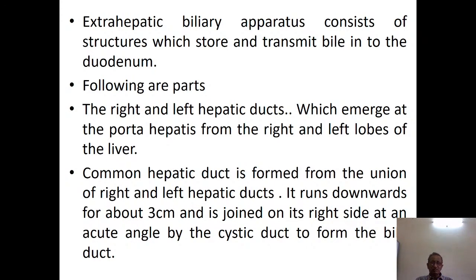Now this system consists of right and left hepatic ducts. These hepatic ducts emerge from the porta hepatis. They collect the secretions of the liver through various ductules, and finally a right and left big hepatic duct come out at the porta hepatis from the right and left lobes of the liver. A common hepatic duct is formed from the union of the right and left hepatic ducts. It turns downwards for about 3 centimeters and is joined on its right side at an acute angle by the cystic duct. So this common hepatic duct is joined by the cystic duct to form the bile duct.